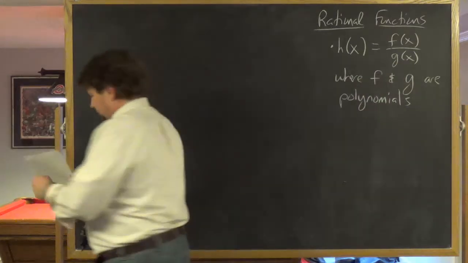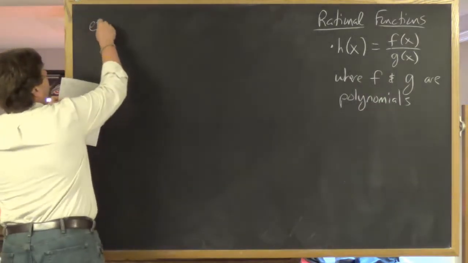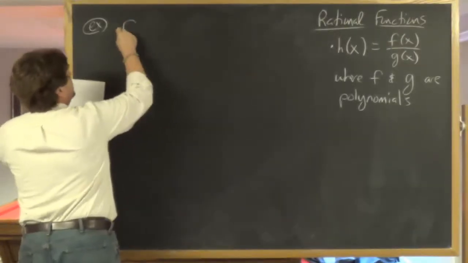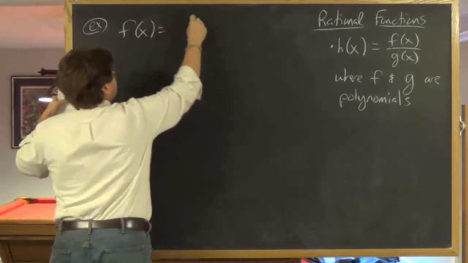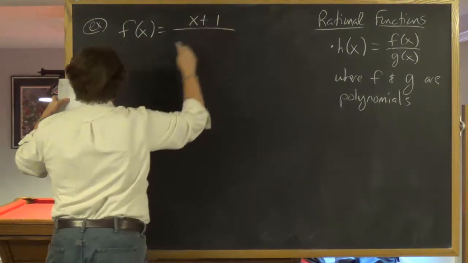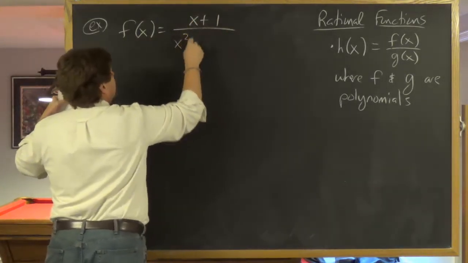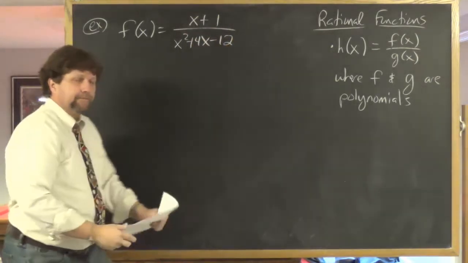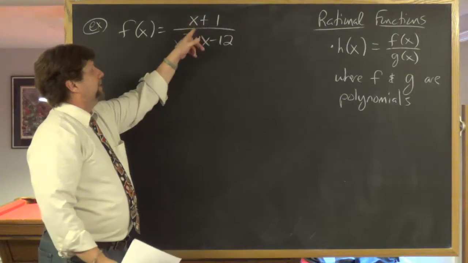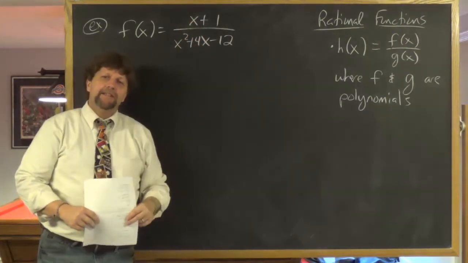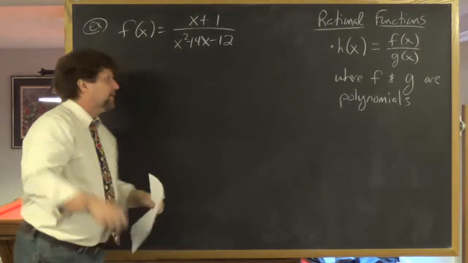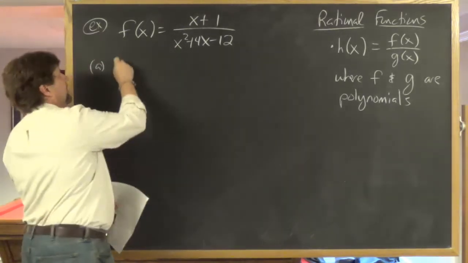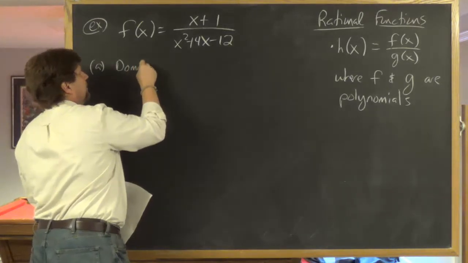Let's look at an example here. Let's start off with the following rational function. f of x equals x plus 1 over x squared plus 4x minus 12. Polynomial over a polynomial. Yeah, this is a rational function. So one question we could ask, this is an old question, but what is the domain?